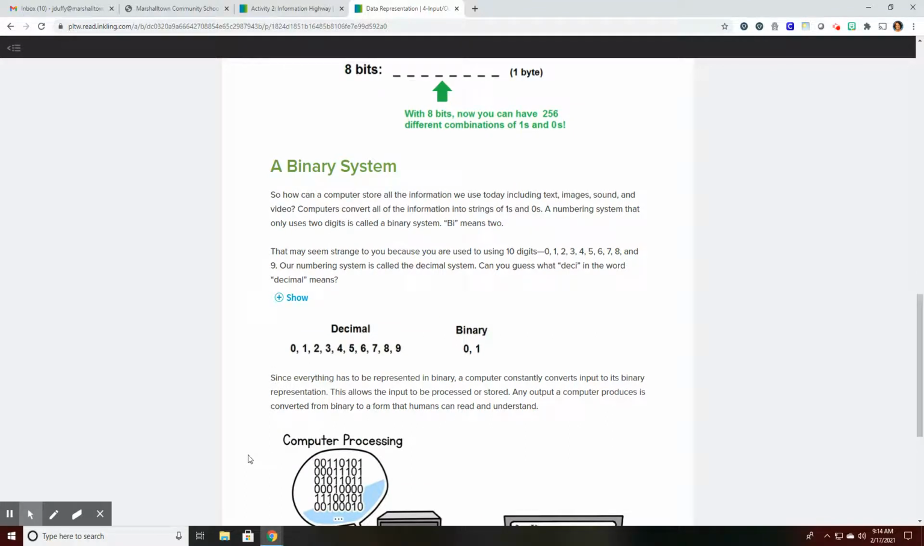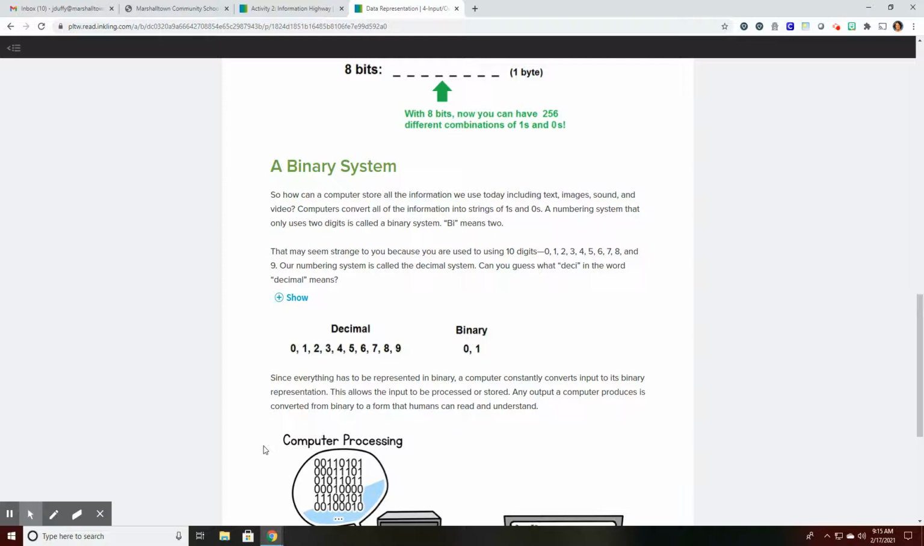A binary system. So how can a computer store all the information we use today, including text, images, sounds, and video? Computers convert all of the information into strings of ones and zeros. A numbering system that only uses 2 digits is called a binary system. Bi means 2. Think about a bicycle. Bi means 2. A bicycle has 2 wheels. That may seem strange to you because you are used to using 10 digits: 0, 1, 2, 3, 4, 5, 6, 7, 8, and 9.